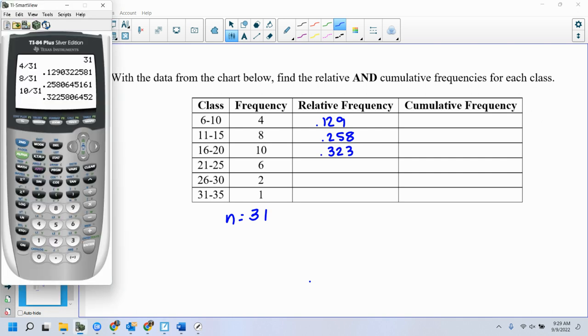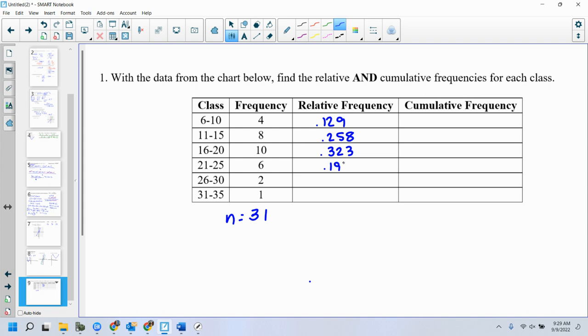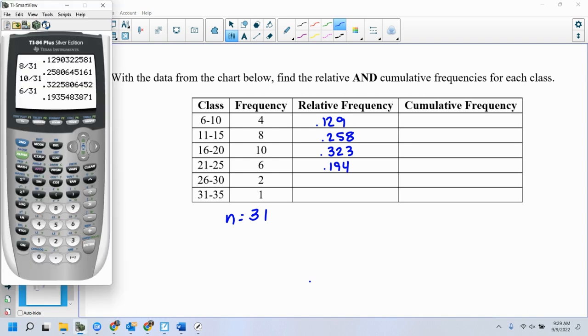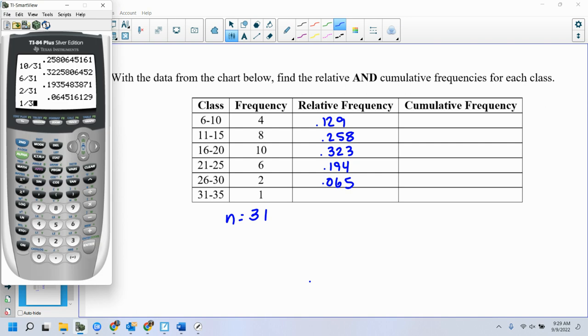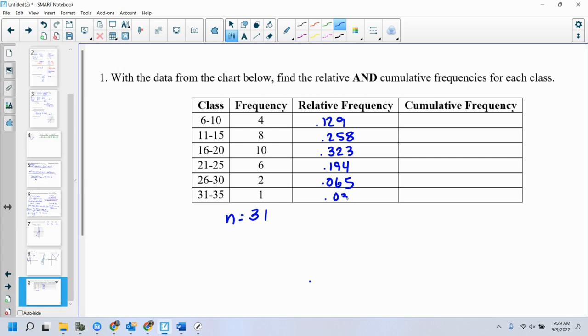6 out of 31 gives me 0.194. And 2 gives me 0.065. And then 1 gives me 0.032. Right, so those are my relative frequencies.